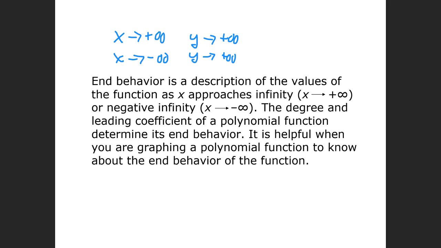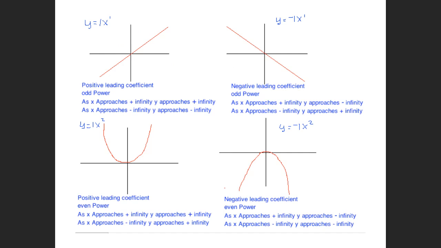But we can tell what the end behavior does by just looking at the leading coefficient and the degree of the polynomial. There's only 4 different ways a polynomial can end up, and those 4 are right here. The leading coefficient can be either positive or negative. If the leading coefficient is positive and the degree is odd, then the end behavior will always look like this. The right-hand side is going to go up. The left-hand side is going to go down.